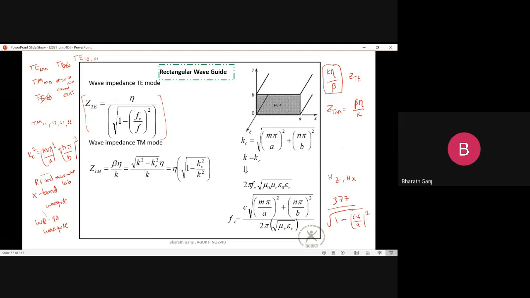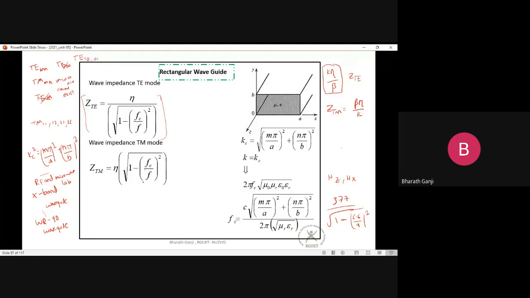So for TM mode, what is the wave impedance? Beta eta by k. So beta is square root of k squared minus kc squared. So I can take k common from here. I get eta into square root of 1 minus (kc by k) squared. Of course, kc I can replace with 2 pi f into square root of mu naught epsilon naught mu r, and similarly replace k with frequency, and you get eta into square root of 1 minus (fc by f) whole squared.